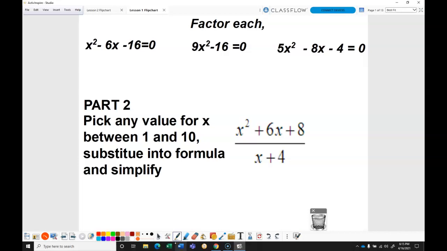All right, now I'm going to go over the warm-up. We just need to factor. This is stuff that we have done before, okay?